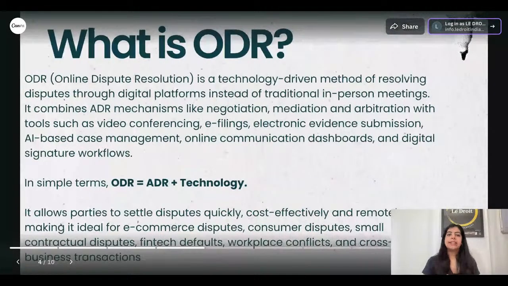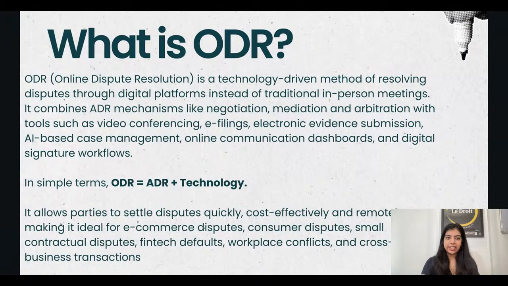Now let's understand what is ODR. Do let me know if you're not understanding anything, if it's getting hard for you. ODR is online dispute resolution. ODR is a combination of ADR, that is alternative dispute resolution, plus technology. So the methods that we have been using in ADR, when combined with technology, become ODR.